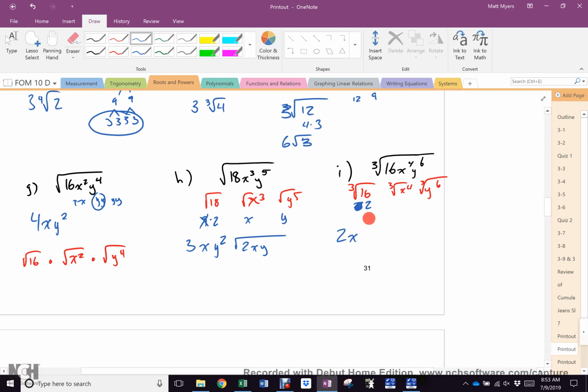One x. That covers how many of these x's? 3 of them. So how many x's are left under there? 1. Okay. What's coming out here? 2 y's. So how many y's are left under there? None. So what's left under the radical? 2 and x. And that's done. Can everybody do this? Good, because that's grade 11 pre-calc. Well done, everyone.